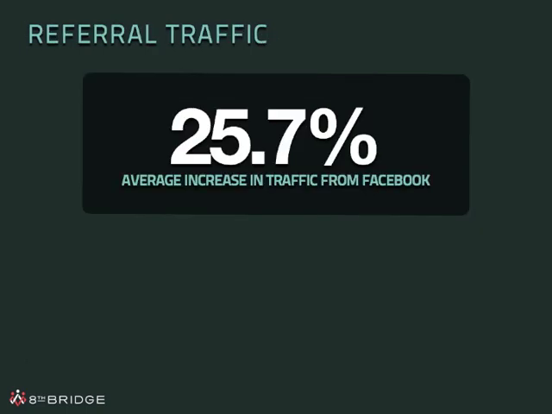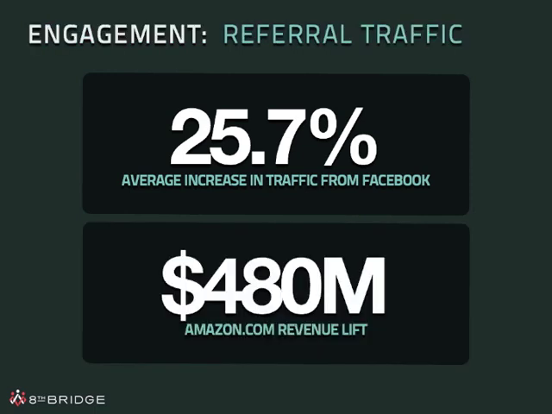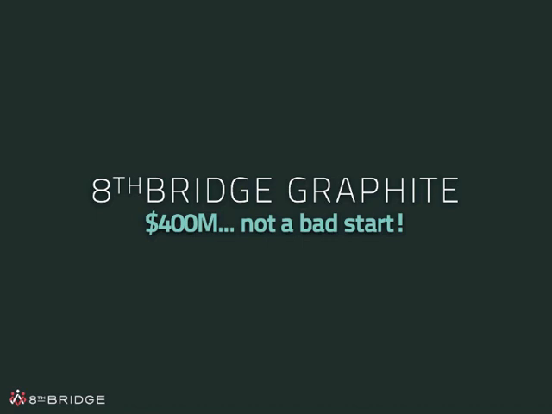We've also driven a lot of engagement from a referral traffic point of view. If you look at it through a direct response lens, on average, we've added about a 26% increase in traffic from Facebook. Now, if that was all just Amazon.com, that would be $480 million in lift in revenue for Amazon.com. Yes, we're talking to you, Amazon.com. Please call me back. But seriously, we're off to a really good start with Graphite, and we're really proud of what the results have been so far, and the kind of value that our brands have seen.